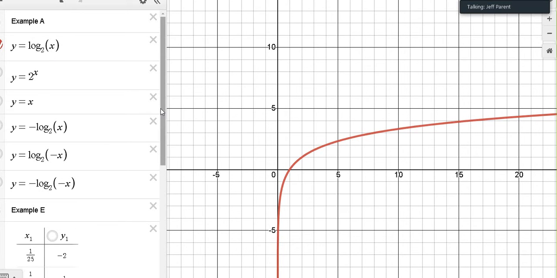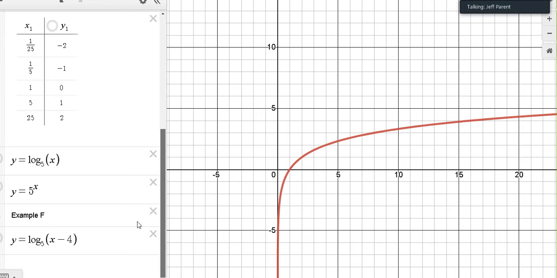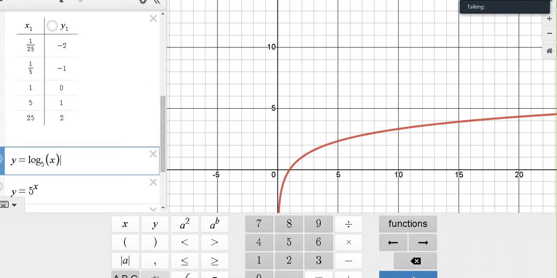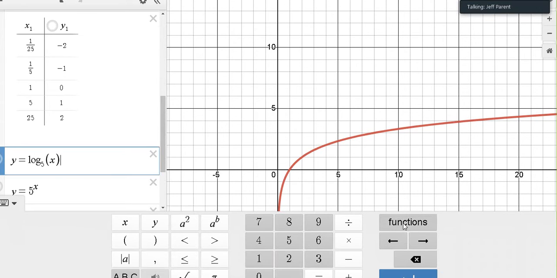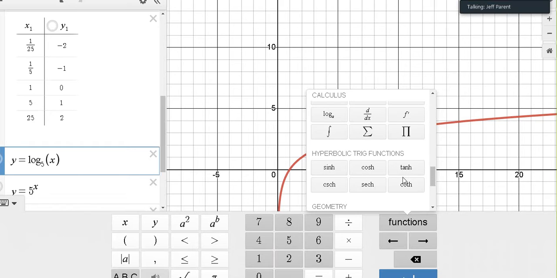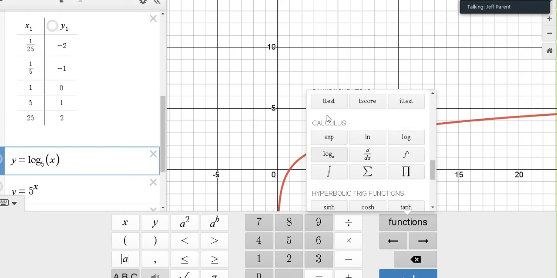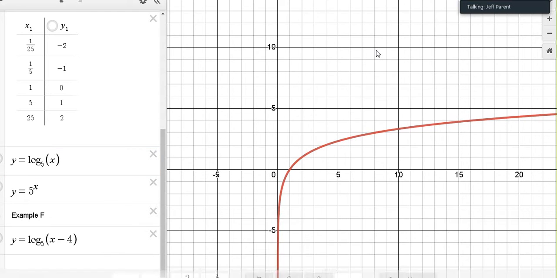Now, if you're curious on Desmos where you can find log of just any old base, then go to the keypad, functions, and scroll down to calculus, and you'll see log base A. That's the one you want. You don't want just log, you want log base A. That'll allow you to put in whatever you need in terms of a particular base.